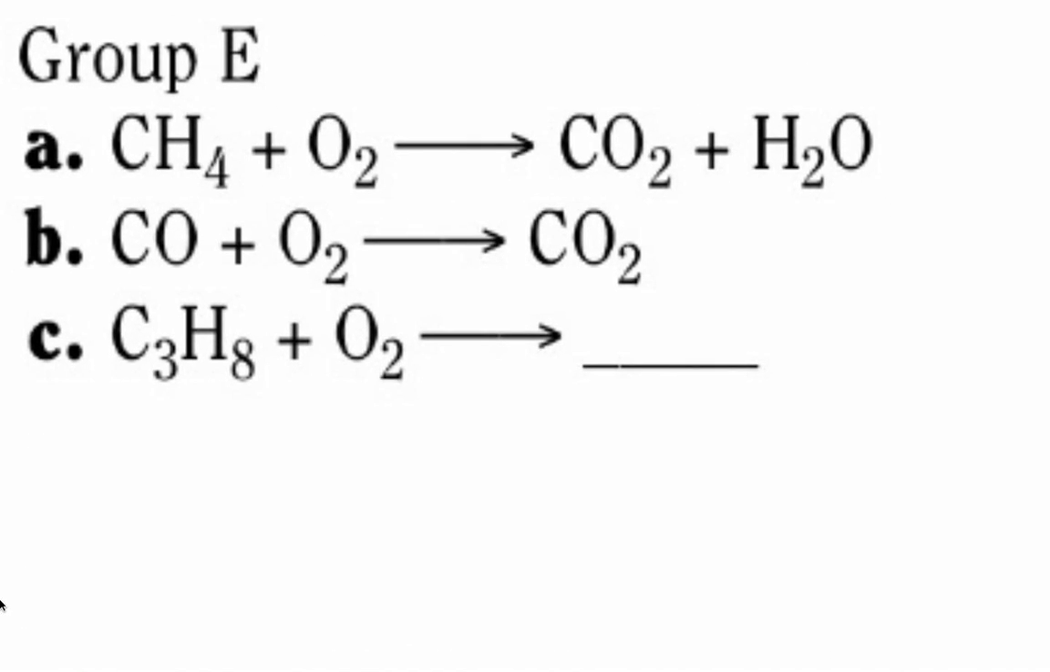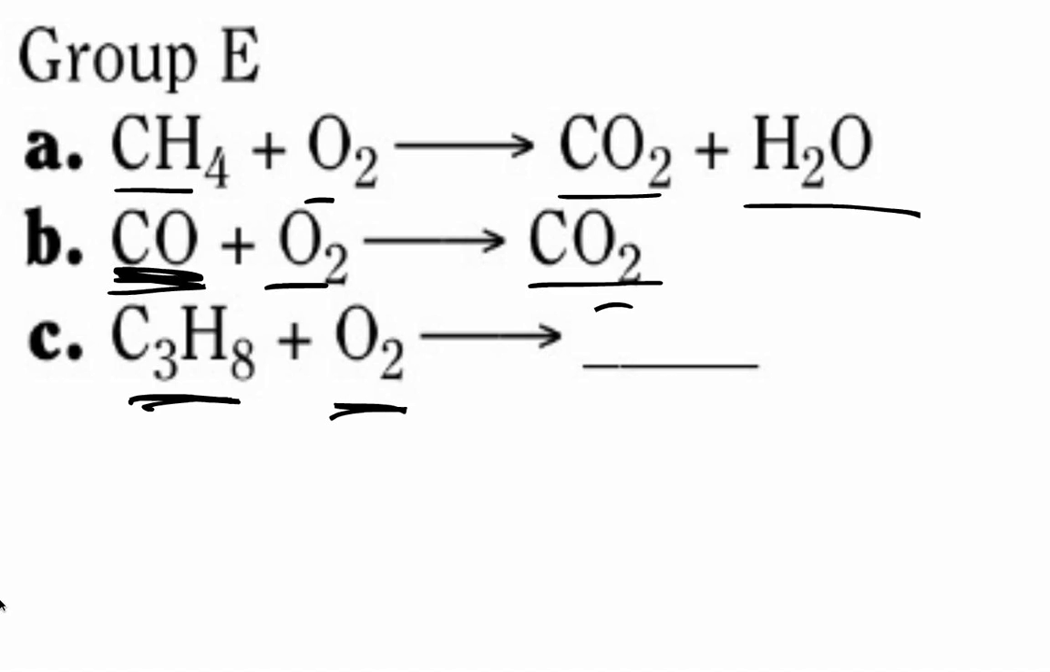Last group, combustion reactions. Carbon compounds with oxygen. 2 products, CO2 and water. Notice this is a carbon compound. It's carbon monoxide, so carbon monoxide can be burnt further. This is a product of incomplete combustion. With oxygen, we make CO2. Propane here, with oxygen, CO2 and water.